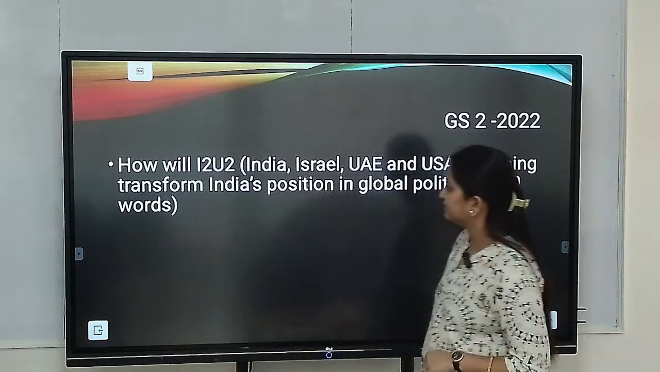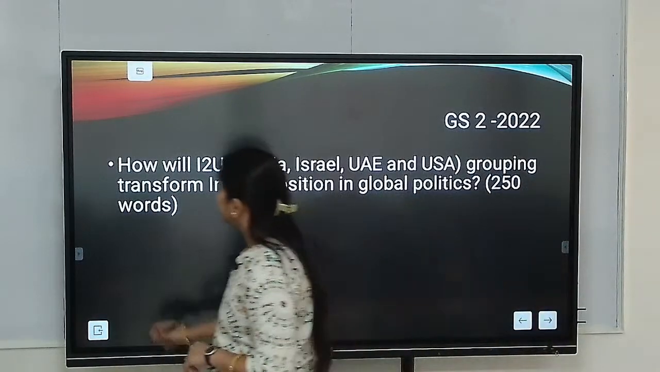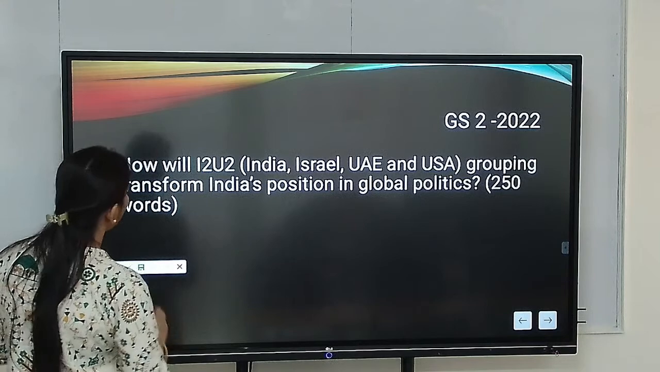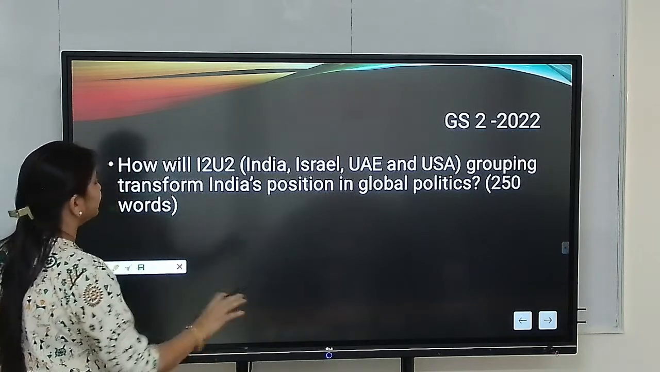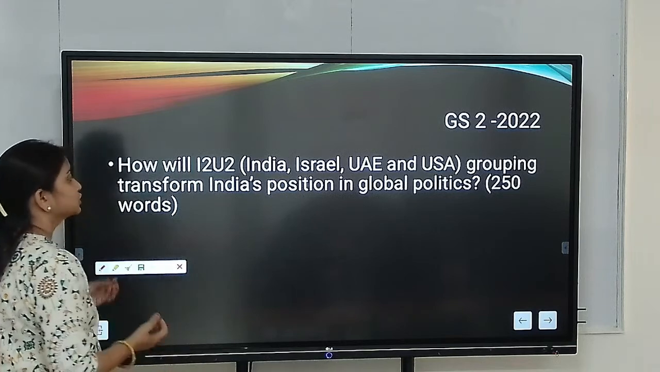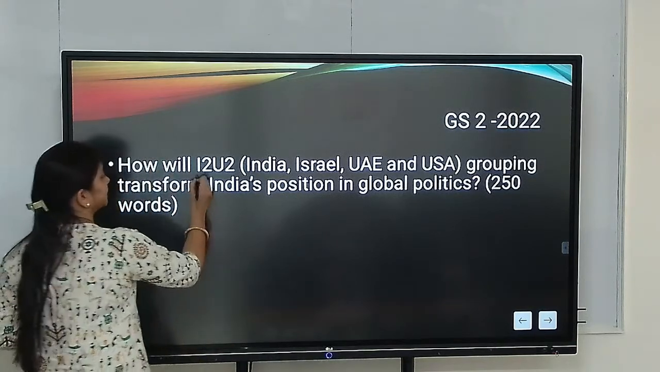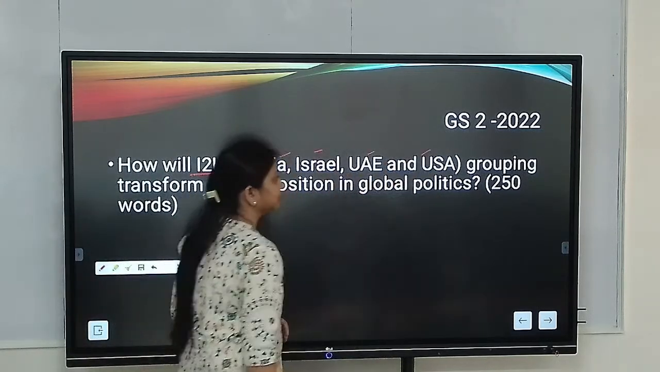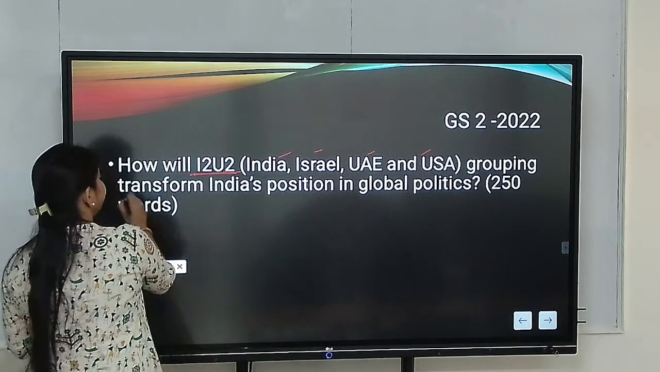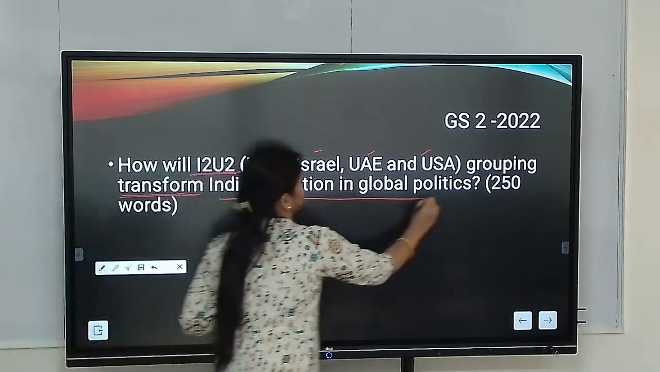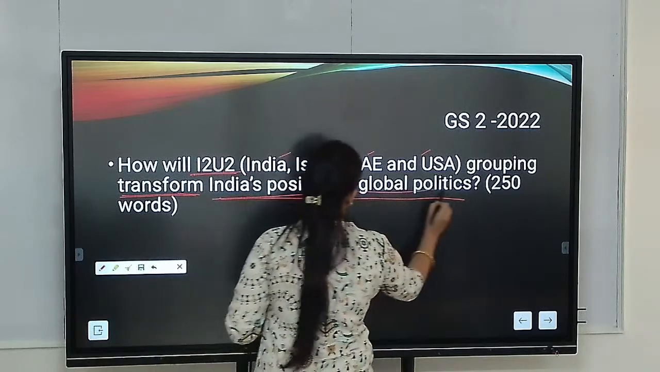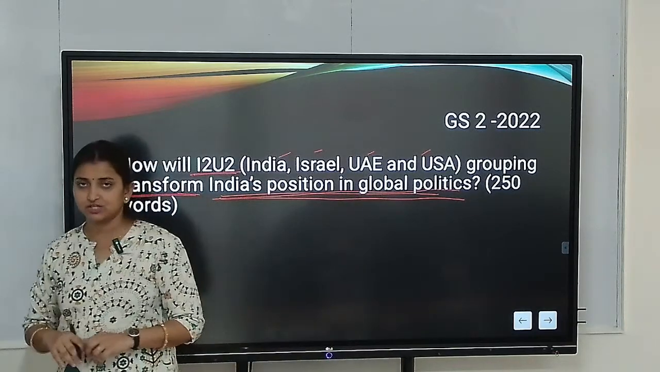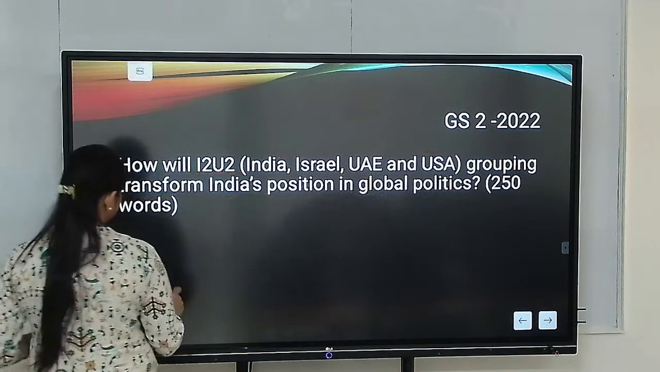Now let us move towards the fourth and the final question, that is related to I2U2. Reading the question in the first go, it says, how will the I2U2 grouping transform India's position in global politics? In the question itself they have explained what is I2U2. So our keywords become India's position in global politics. How is this getting updated because of this organization?